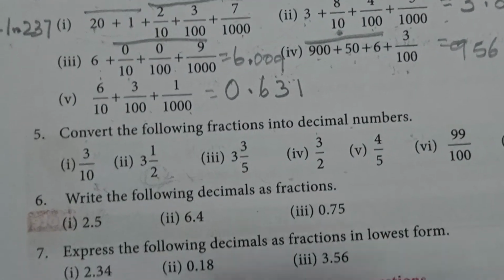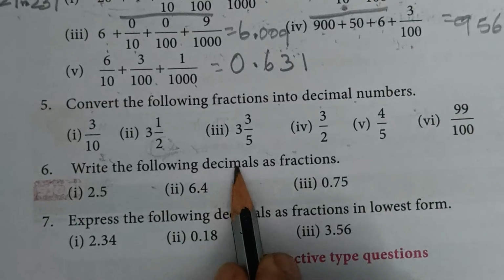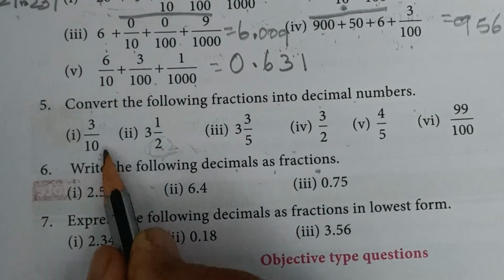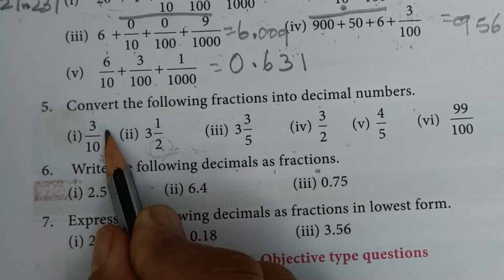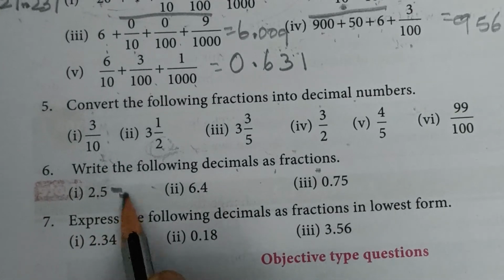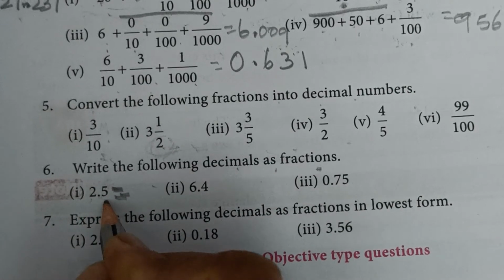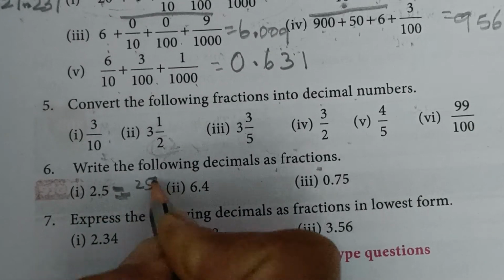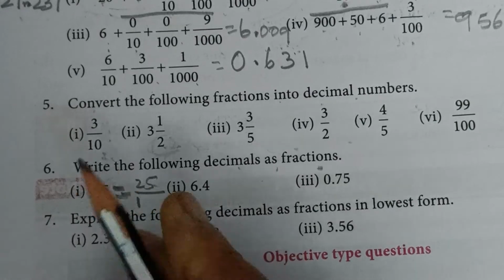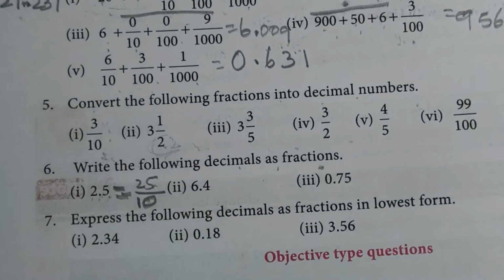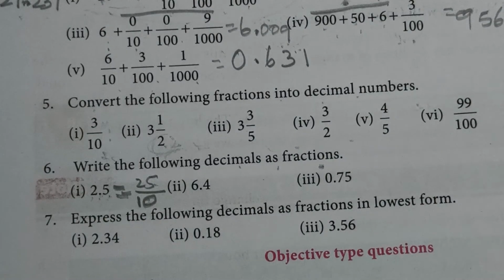Next is another very simple one. Write the following decimals as fractions. What do you do? It's a decimal number. How to write it as a fraction? Just the inverse of the previous one. Just take out the point. You just remove this point, 2.5. You combine both the whole number and the decimal part, 25, by, put 1 after the point. How many numbers? One number, so 1 0. 25 by 10.